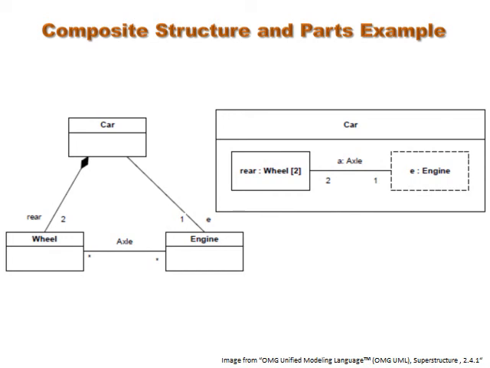You also notice that there are stars to the left and right of the axle association in the left-hand representation. That represents multiple engines and multiple wheels. That doesn't really make sense. In the right-hand example, you see a 1 and a 2 representing one engine and two wheels. Where it says wheel bracket 2, I'm not sure that that's necessarily valid syntax.